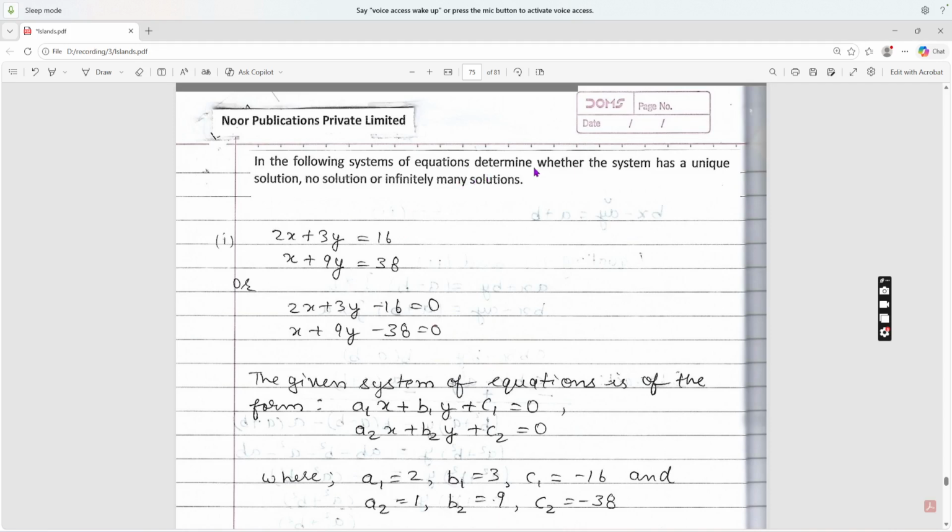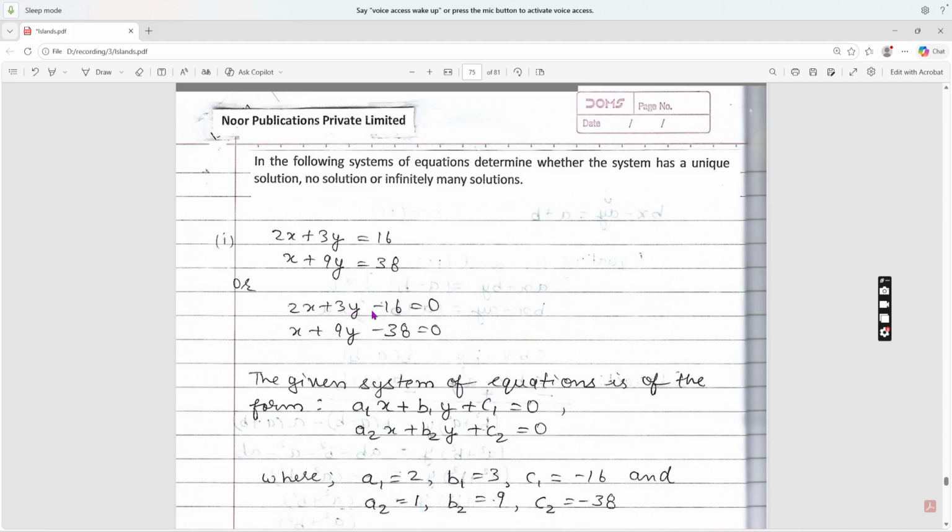In the following system of equations, determine whether the system has a unique solution, no solution, or infinitely many solutions. Very simple. If you remember, for a unique solution, we need a1 upon a2 is not equal to b1 upon b2. For no solution, we need a1 upon a2 is equal to b1 upon b2 is not equal to c1 upon c2. And for infinitely many solutions, we need a1 upon a2 is equal to b1 upon b2 is equal to c1 upon c2, where a1 is the coefficient of x in the first equation, b1 is the coefficient of y in the first equation, and c1 is the constant term which is on LHS.